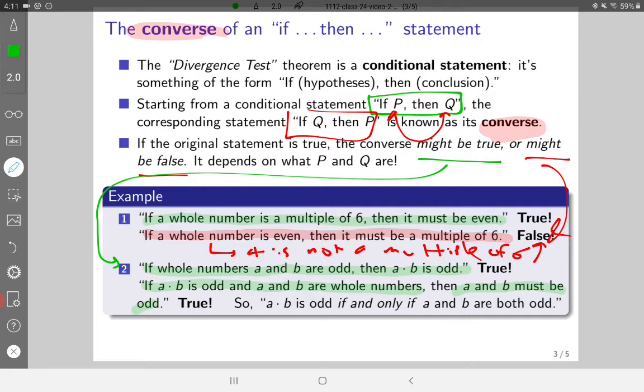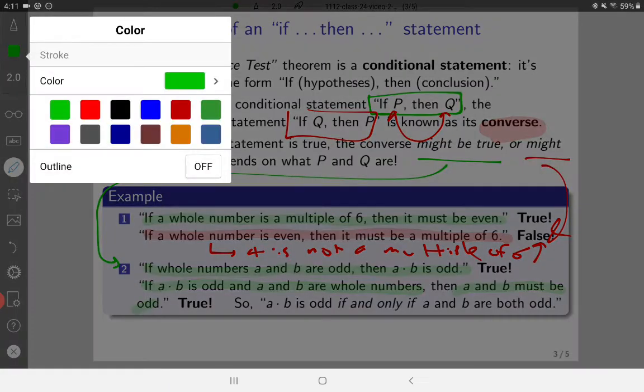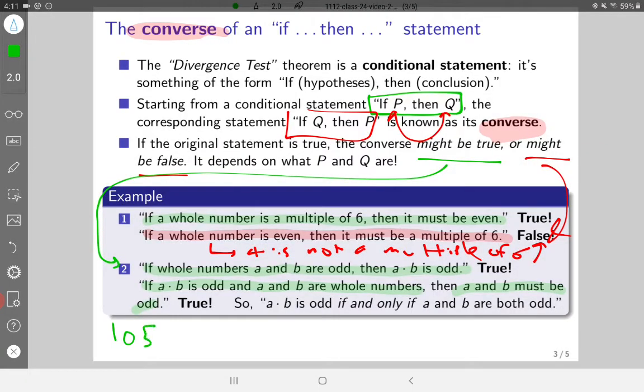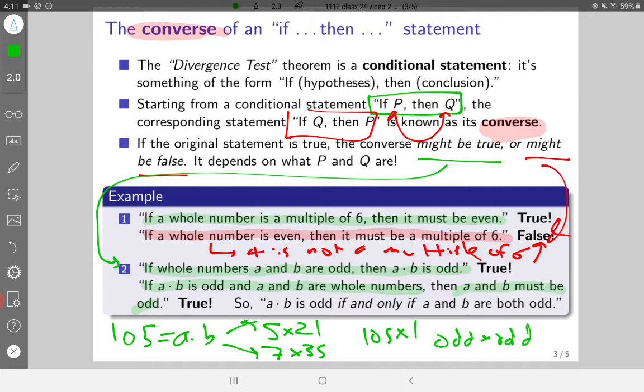But vice versa. Let's say I told you that I have a number in mind, 105, for example, and it came from a product of whole numbers. Well, that could be 5 times 21. It could be 7 times 35. It could be... Hey, why not? It could be 105 times 1. Those are all odd times odd. And so the turned around, the converse version of this statement is also true.